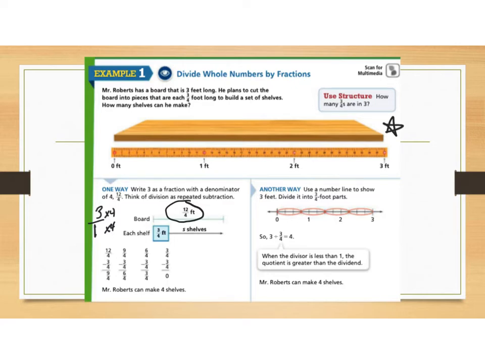Well, you can draw this out just like they did over here. And you can think, how many 3s does it take to get to 12? 1, 2, 3, 4. 3, 6, 9, 12 if you're counting the top. Another way is you can use a number line. If you have 3 feet, divide it into 3/4 parts. Well, here's 3 feet. If you divide it into 3/4 or equal parts, you would have a total of 4 shelves.